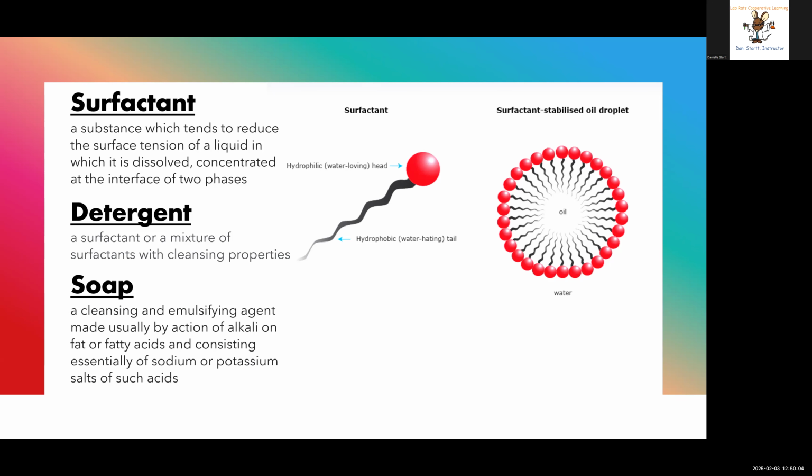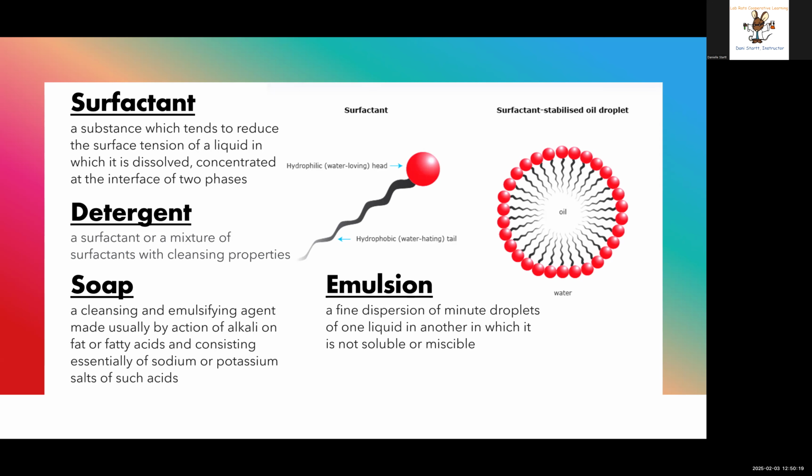Soaps are a cleansing and emulsifying agent made usually by action of alkali on fat or fatty acids and consisting essentially of sodium or potassium salts of such acids. And an emulsion is a fine dispersion of minute droplets of one liquid in another in which it is not soluble or miscible. Mayonnaise is a great example.